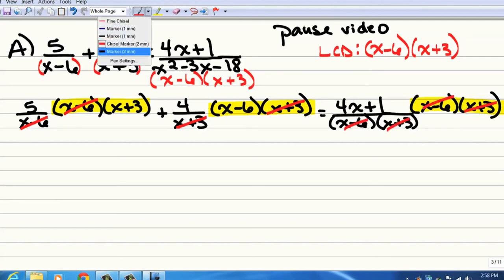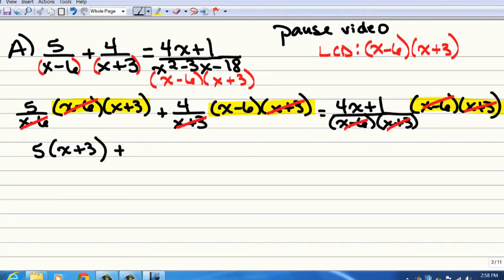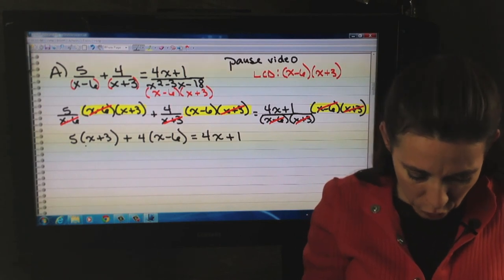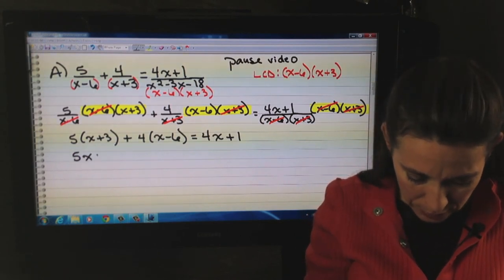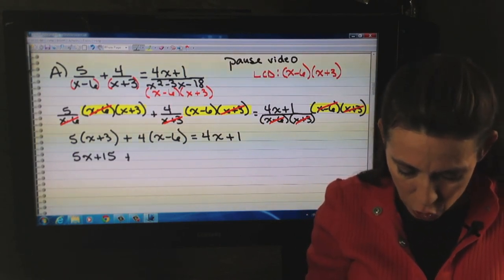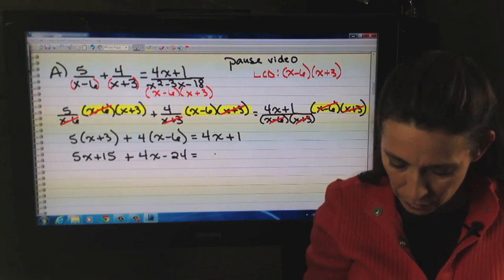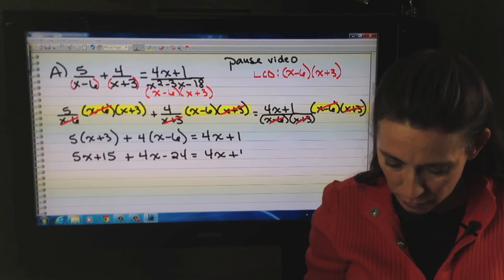Let's see what is left. On the first one, we have a 5 and the binomial x plus 3. Second, we have the 4 and the binomial x minus 6. And the end of the equal sign, the 4x plus 1. So let's go ahead and simplify. If we distribute, we get 5x plus 15. Distribute the 4, we get 4x minus 24. And then 4x plus 1.